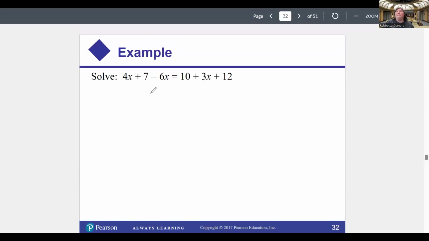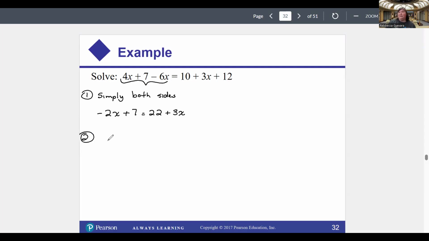Okay, so what we mean by simplify both sides is we're going to take this side here, and I have like terms. I have an x to the fourth, and I have a minus x to the sixth. That is a negative 2x. There's nothing like the 7, so we just keep the 7. We have 10 and 12 as like terms here, so we add 10 plus 12 together and get 22 plus 3x. So that is simplified down.